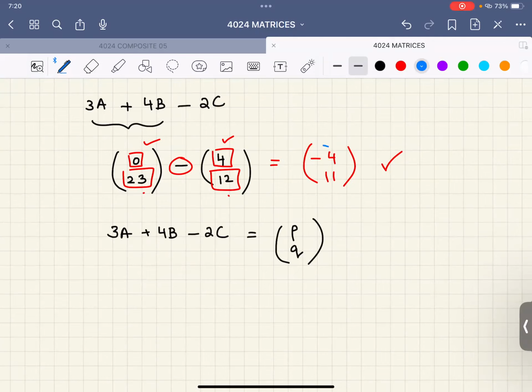So you will say P is negative 4, and then you will say Q is 11. So therefore, P is negative 4 and Q is 11. That's how simple a question can be.